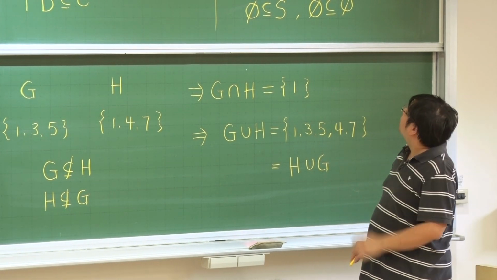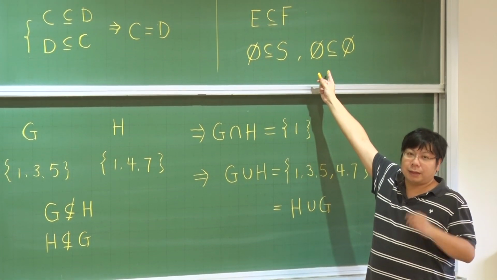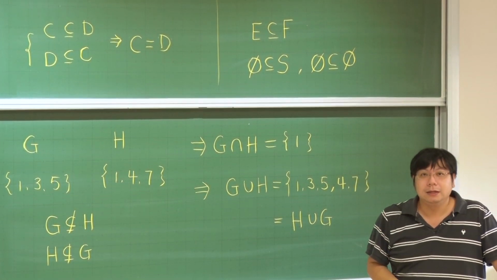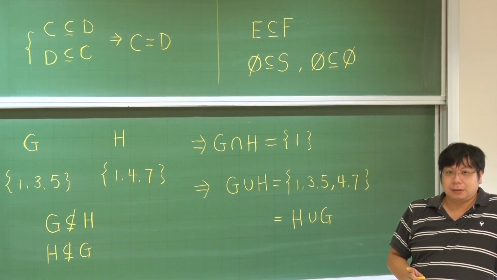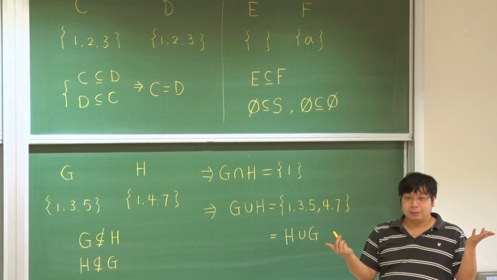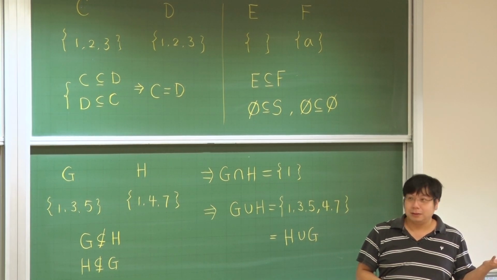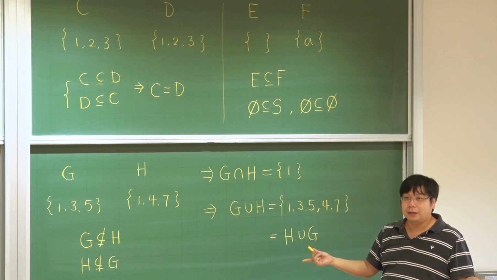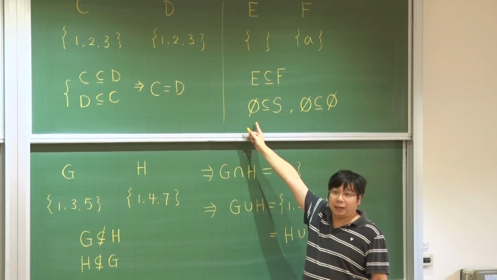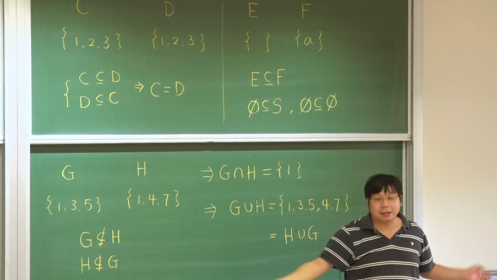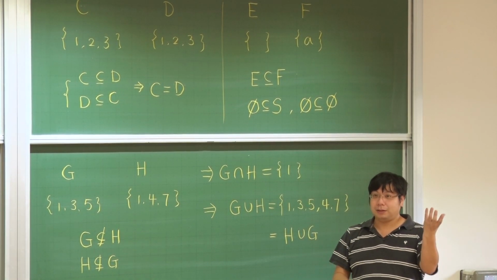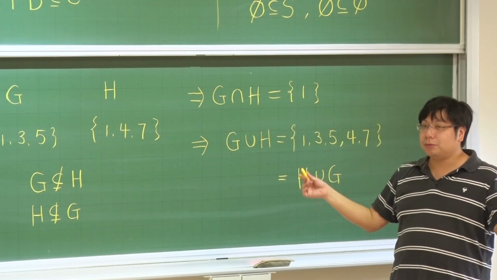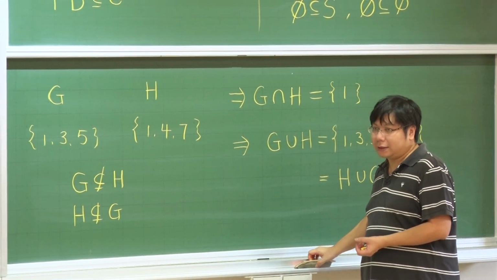Okay. How about this case? We have E, which is an empty set, and F, which is a set that contains the character A. So what is the intersection of these two sets? What should be included? You have nothing. Very good, nothing. We should include nothing. If one of the sets is empty and the other set is whatever set you have, then the intersection will be empty.